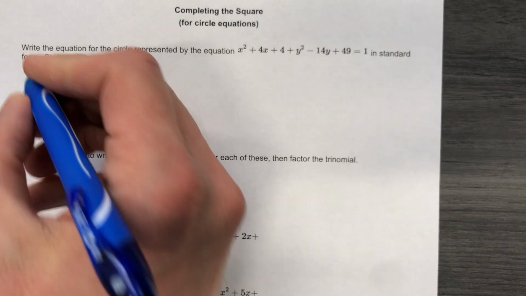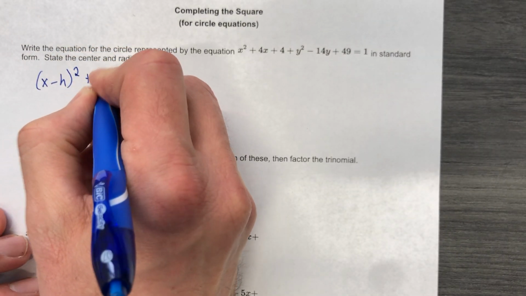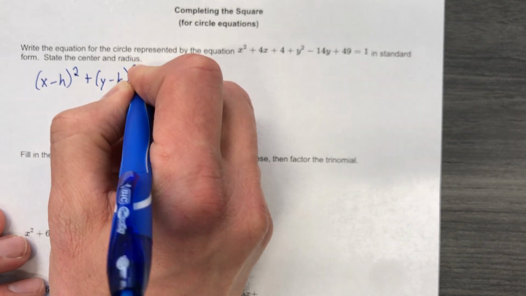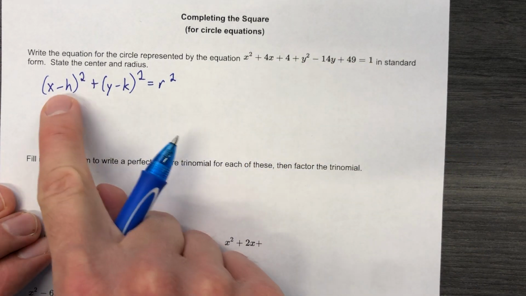Pause right there. Standard form of a circle is this. You've seen it. State the center and the radius. Okay, fair enough. So when I'm done with this, it should look like that.